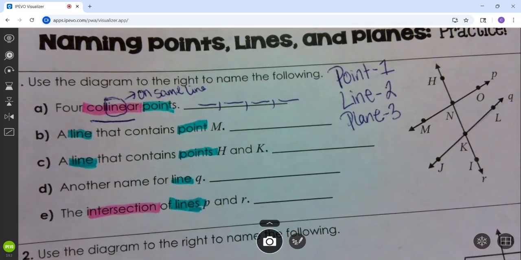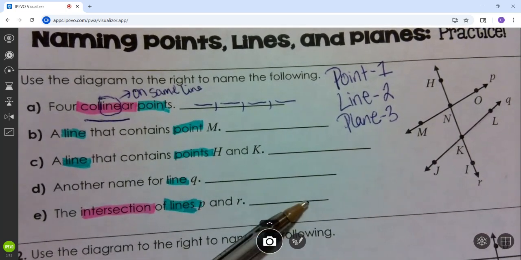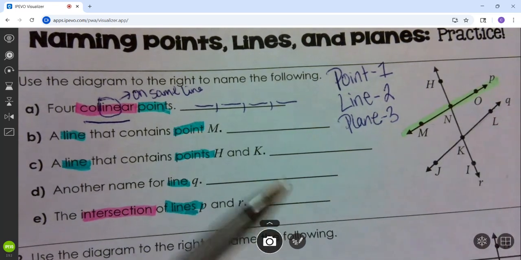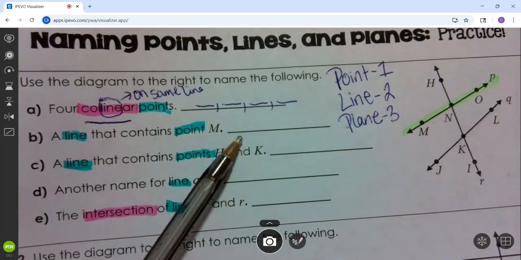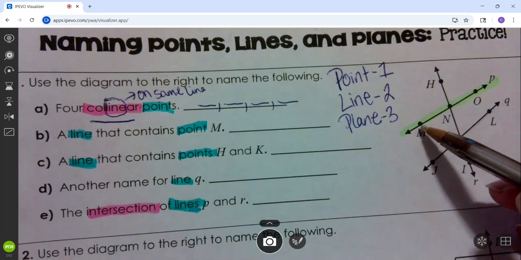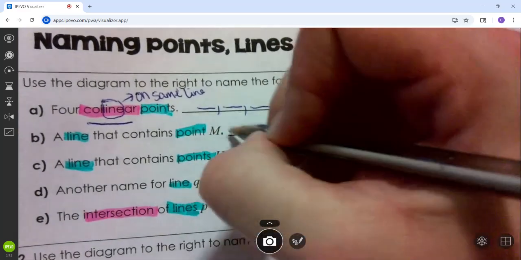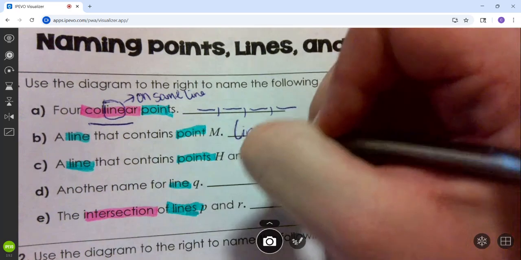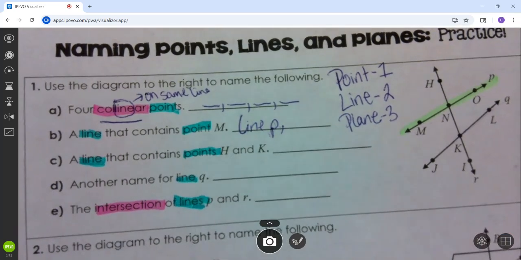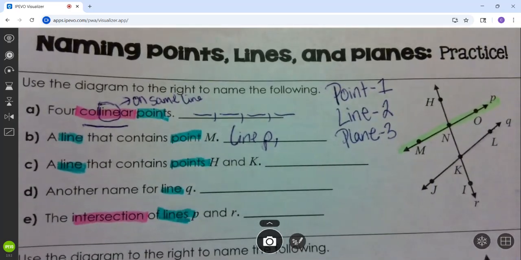Okay, a line that contains point M. So find point M. Let me get my highlighter here. So here's point M. This entire line from arrow to arrow, right? It really continues on and on forever and ever, but our paper just doesn't last that long, right? So the name of the line. Now you can just say line lowercase p, or there's a lot of answers here that we could go with. This is why it takes me a little bit longer to grade geometry, because I have to make sure notations are right, and sometimes there's more than one name for the same line.